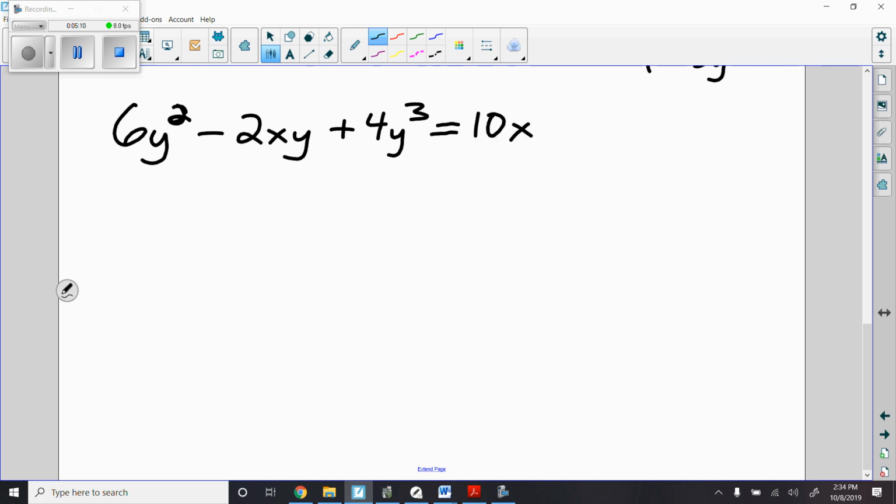Okay, here I have 6y squared minus 2xy plus 4y cubed equals 10x. And again, my goal here is I want to find dy dx.